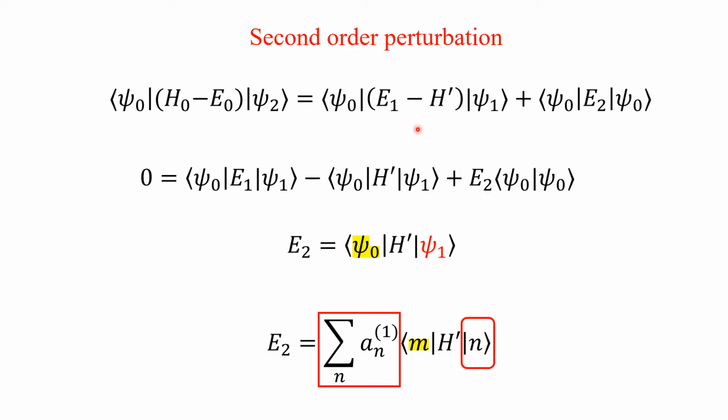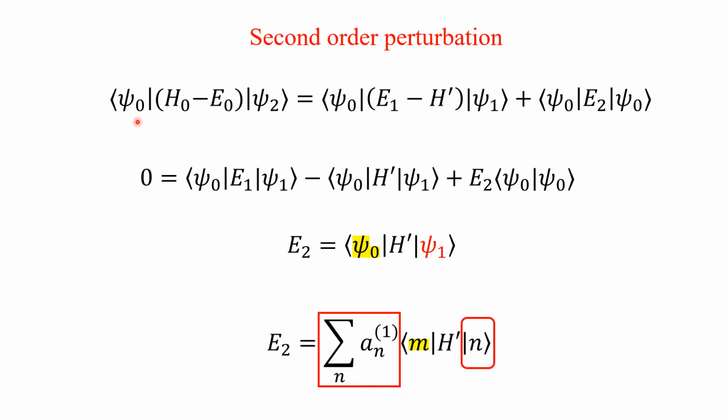Here, we can see something interesting. You first take the left hand side. When H naught acts on psi naught, you will get the energy eigenvalue E naught, because it's the unperturbed Hamiltonian, and this is a number. So you can take this outside because it's a number. E2 minus E naught is a number.